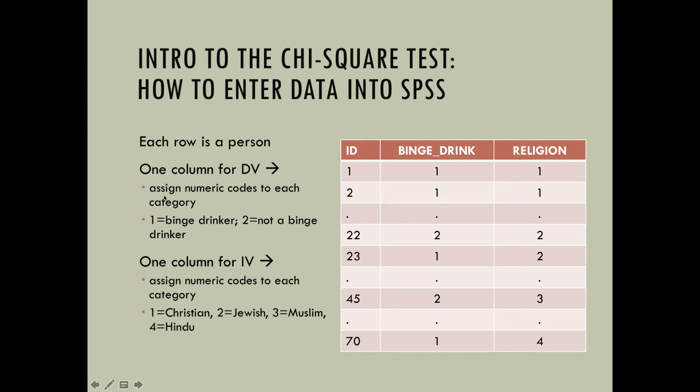We're going to enter some data with the activity later into SPSS, but each row in SPSS will be one person. So for that example, this person said yes to binge drinking. We're going to say 1 equals binge drinker. So this first person said that they do binge drink, and then they are Christian because they answered 1 to this question of what religion are you? Then number 22 said they are not a binge drinker and they are Jewish. So each row here is one person. Does that make sense? Okay.